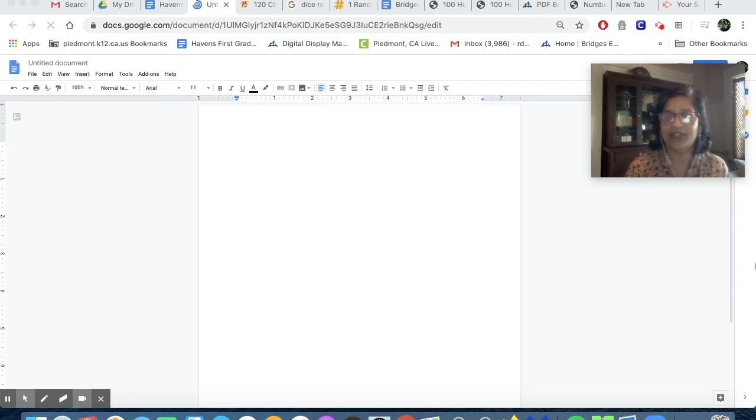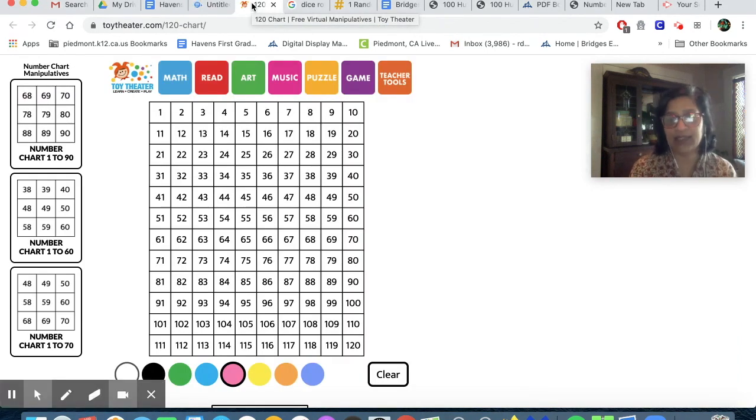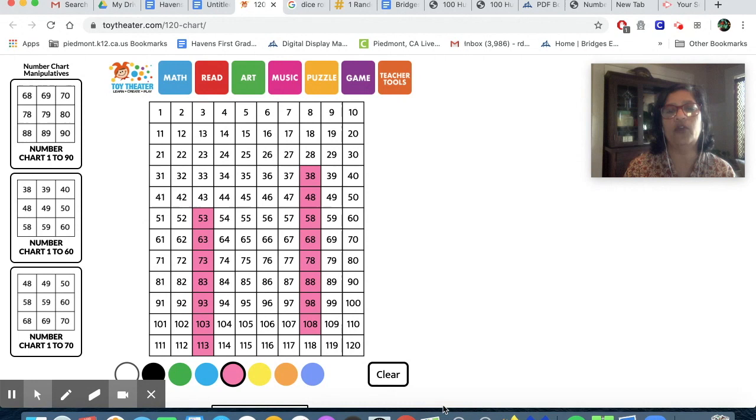Hi, first graders. I hope you had fun with your interactive number grid where you got to count up by tens, add tens to a number, subtract 10 from any number, or count back by tens. So let's say you started at 53, you counted up by tens: 63, 73, 83, 93, 103, 113. When you counted back, you went 108, 98, 88, 78, 68, right? That's how you did it.